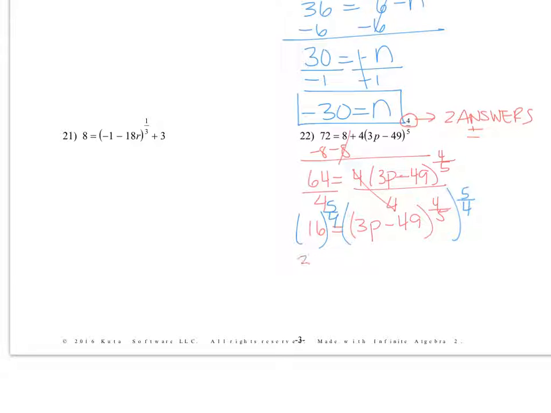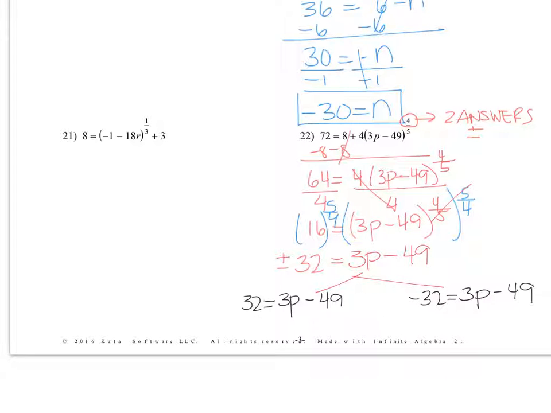Okay, you should get 32, but you have to remember, like I said, because I have an even power in the numerator, when I flip it, I'm going to have a plus or minus. So it's plus or minus 32 equals 3p minus 49. These will cancel. So my two equations are positive 32 equals 3p minus 49, and negative 32 equals 3p minus 49. And we're just going to solve both equations.